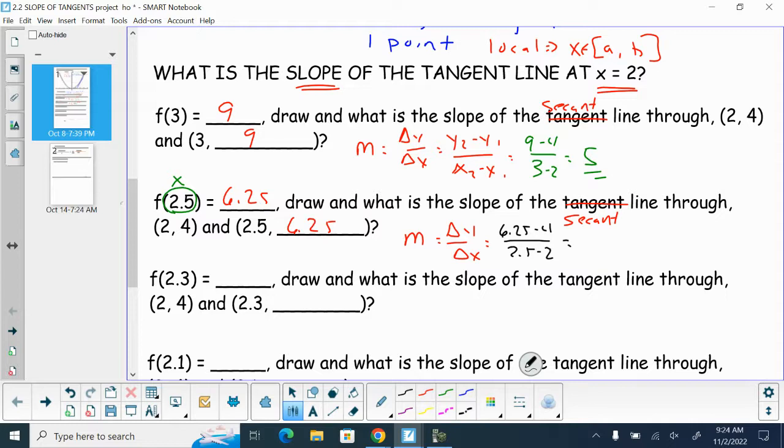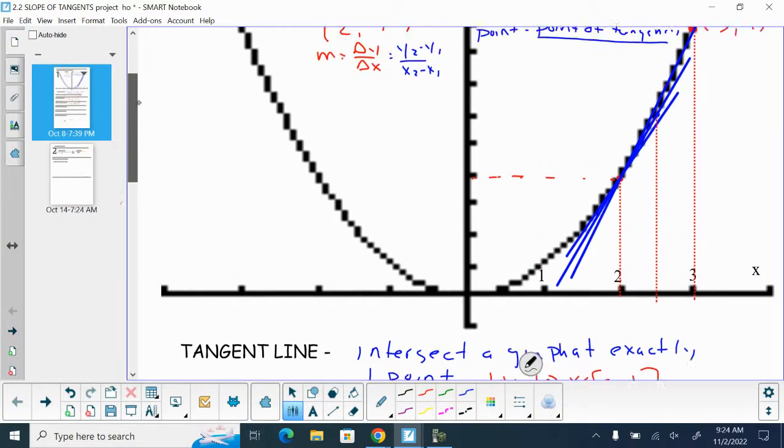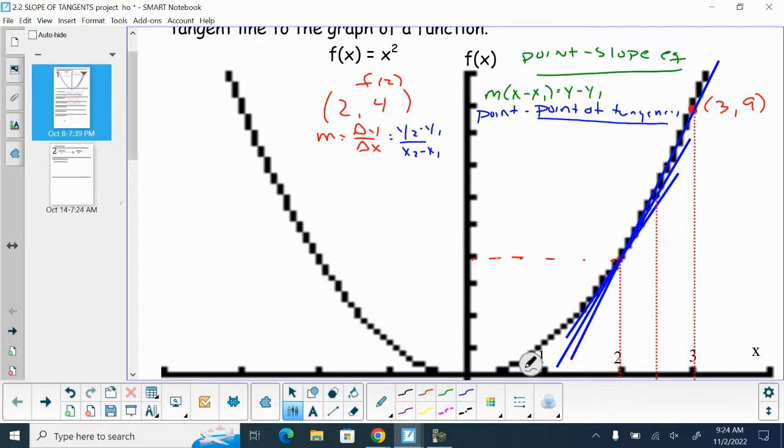And Jack, we now get our slope to be equal to what? 4.5. So if we take a look at what is occurring here, our first line, we had a slope of 5. Then we have a slope of 4.5.